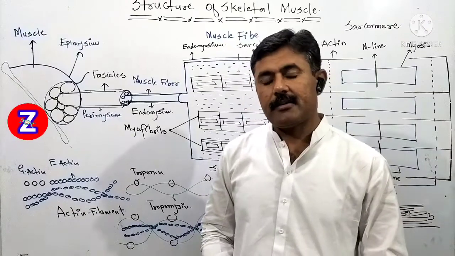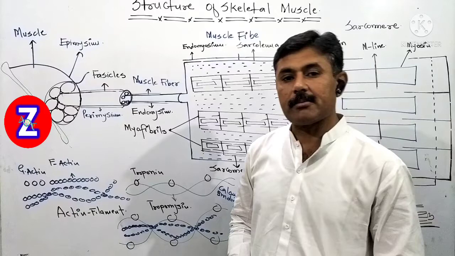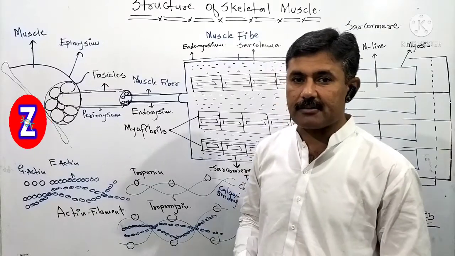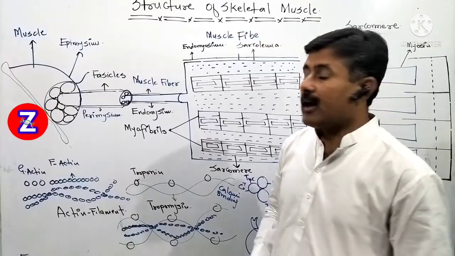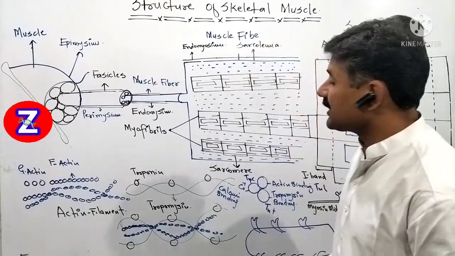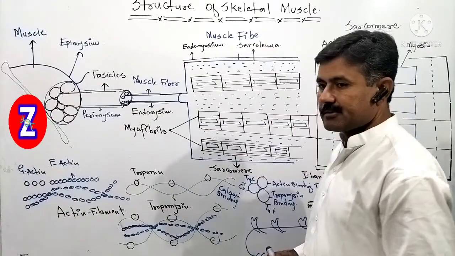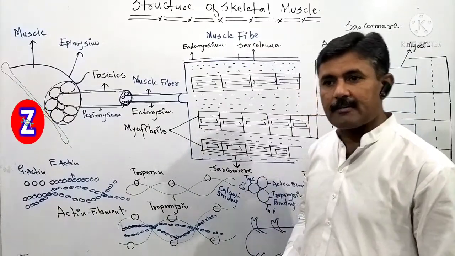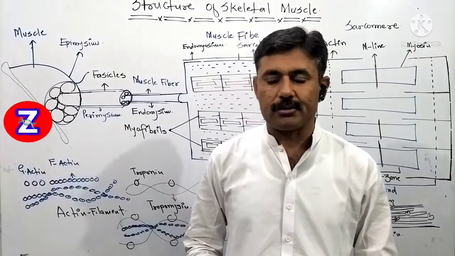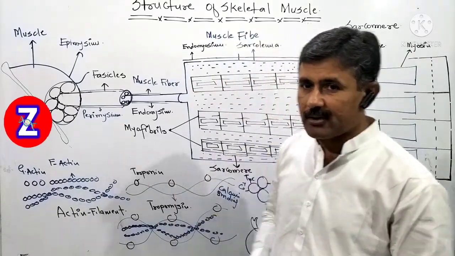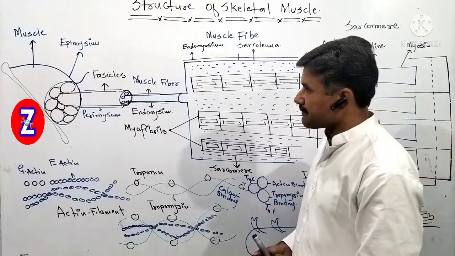We have studied different types of muscles. We have studied skeletal muscles, the general characteristics of skeletal muscles, smooth muscles, and cardiac muscles. And now we are going to study in detail the structure of skeletal muscles. And later we are going to study the mechanism of muscle contraction also. Before that, we are going to study what is the detailed structure of skeletal muscle.